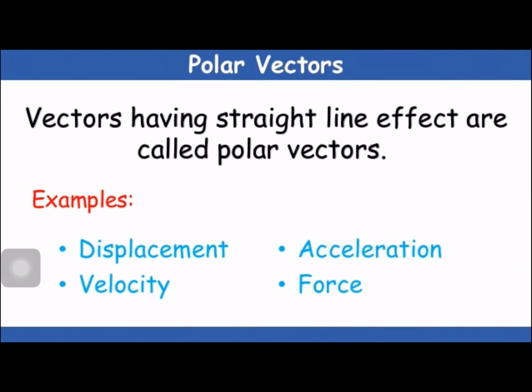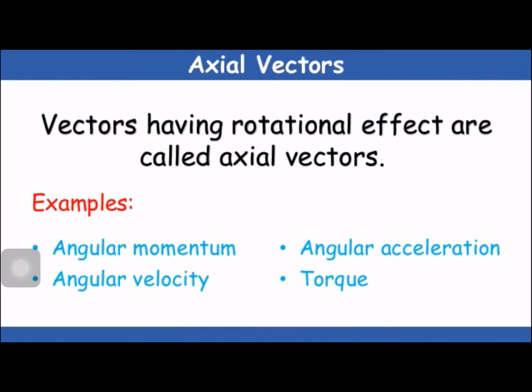What is a polar vector? Vectors having a straight line effect are called polar vectors. That means displacement, velocity, acceleration, force. But vectors having a rotational effect are called axial vectors. Angular momentum, angular acceleration, angular velocity, torque.